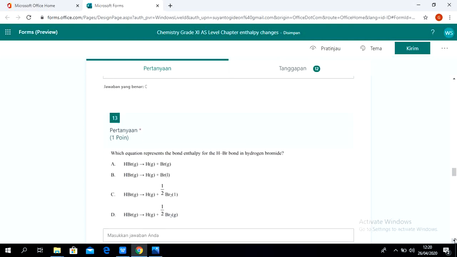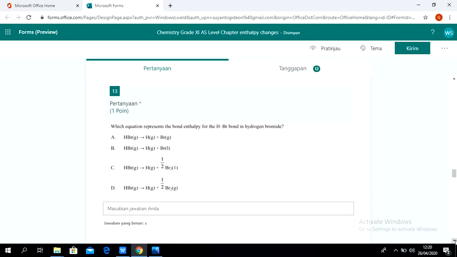Which equation represents the bond enthalpy between H and Br in hydrogen bromide? This one, HBr gas becomes hydrogen atom gas and Br atom gas. While this one, HBr gas becomes hydrogen atom gas and Br atom liquid. No, this is wrong. It has to be the same state.